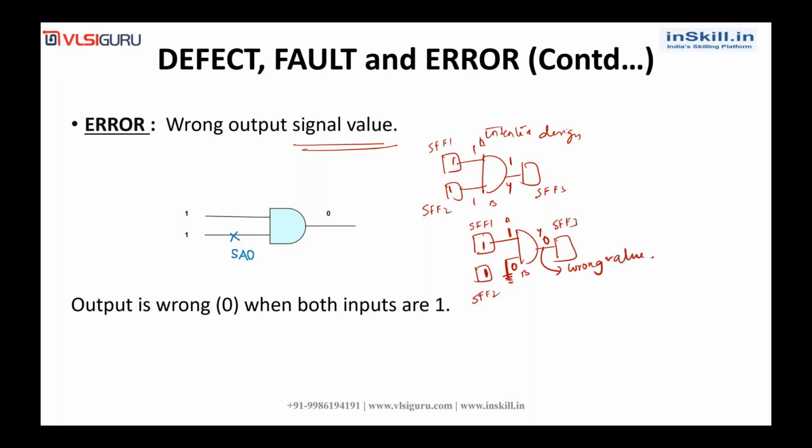The wrong value at the output because of the defect or fault is called an error. So this is the expected output, the 1 is the expected output, and the 0 which is coming here is the wrong value. The wrong output signal value is what is called an error.